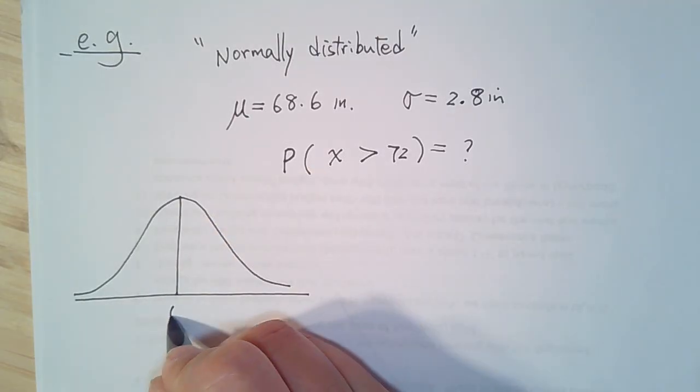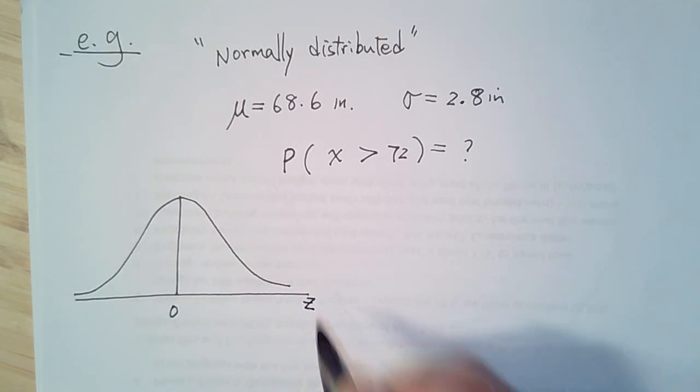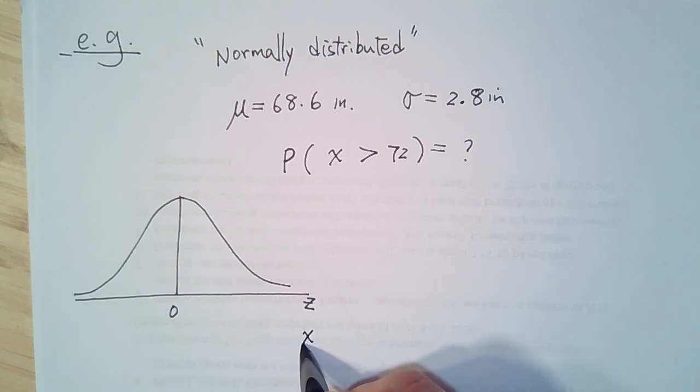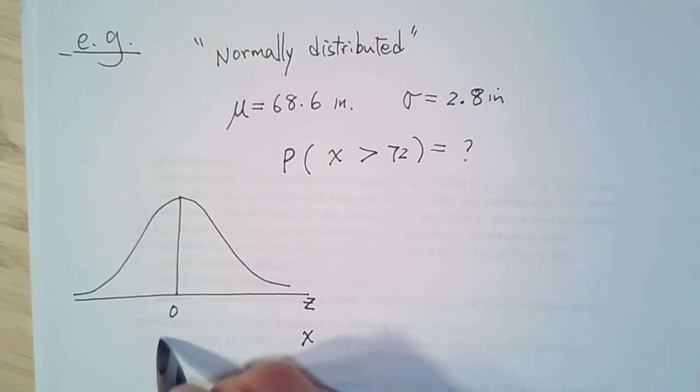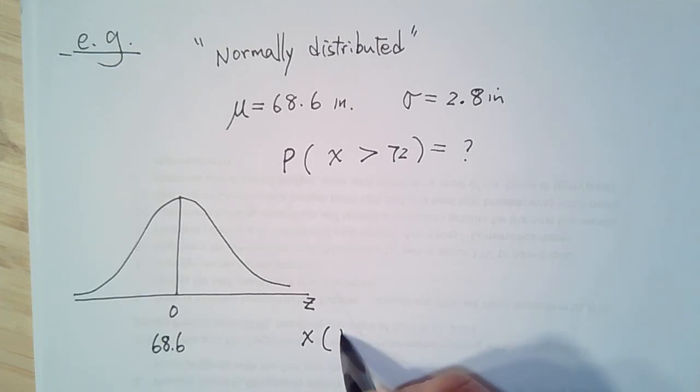Here's 0. Always do this first because it's normal. We're going to use the table, so always do z first. Then do x later. I want you to follow my step. Mu is 68.6. Put the mean under 0, mu, and put the standard deviation 2.8 in the parentheses after x. Just keep a good note so you see what you're doing.